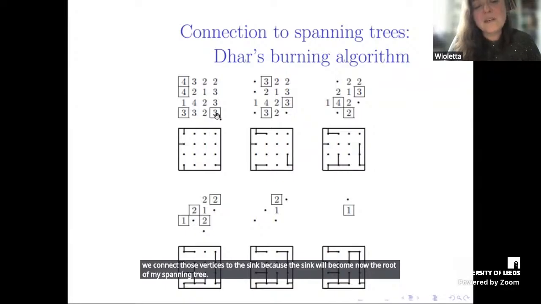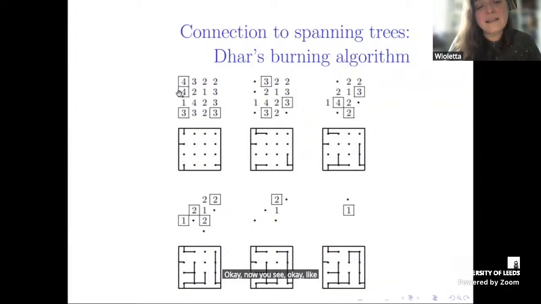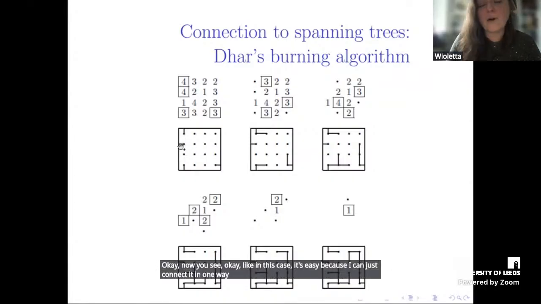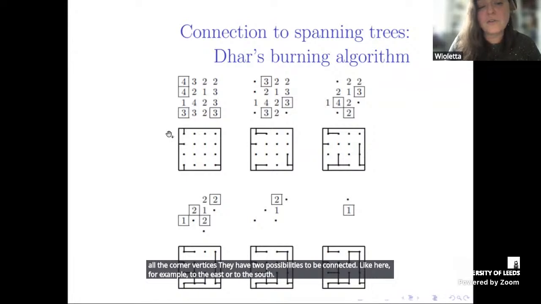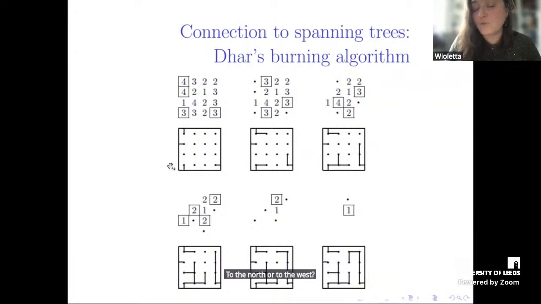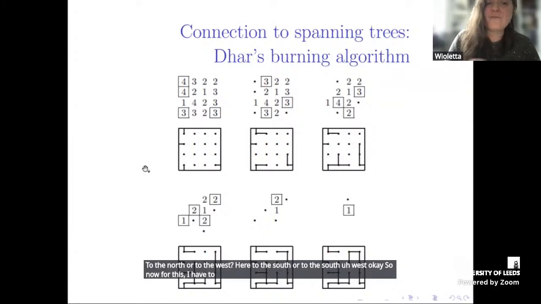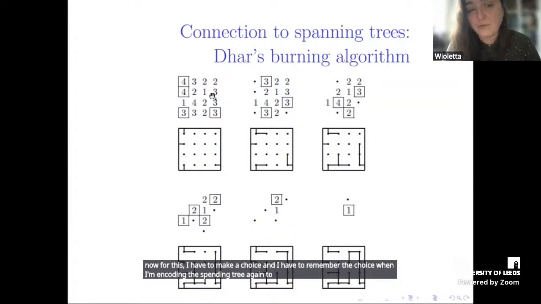Okay, now you see, in this case, it's easy because I can just connect it in one way. I have burnt one edge, so I can connect it in one way. But all the corner vertices have 2 possibilities to be connected. Like here, for example, to the east or to the south. Here to the north or to the west. Here to the south or to the west. So for this, I have to make a choice, and I have to remember the choice when I'm encoding the spanning tree again to get back my configuration.